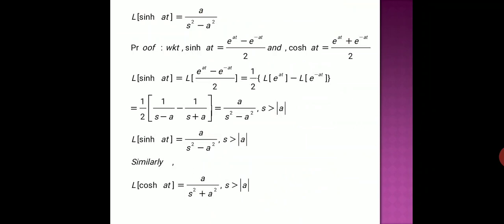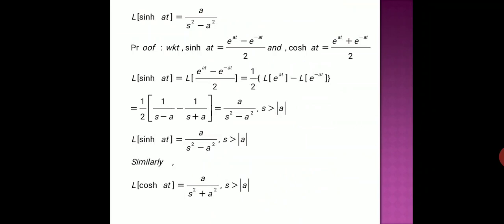What is L of sin hat? L of sin hat is equal to a divided by s squared minus a squared, is the formula. How to prove this one? Proof: we know that L of sin hat, it is a hyperbolic function, already I told you, is e power at minus e power minus at divided by 2.